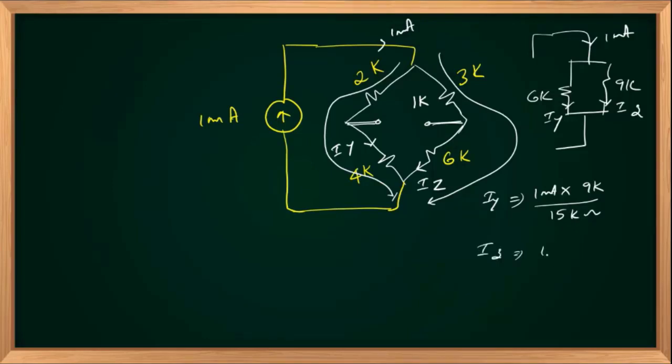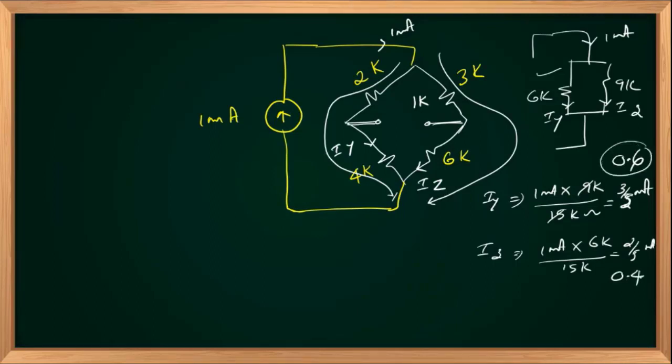My Iz will be the total current 1 milliampere multiplied by the other branch resistance, 4 plus 2, 6K, divided by the sum, which is 15. That will give you 3 into 3 is 9, 5 into 3 is 15. So 3 by 5 milliampere here. 2 into 3 is 6, 5 into 3 is 15. So 2 by 5 milliampere. So that is nothing but 0.6 milliampere here and 0.4 milliamps here, as expected. Total 1 milli, 0.6 milli, 1 minus 0.6 will be 0.4.